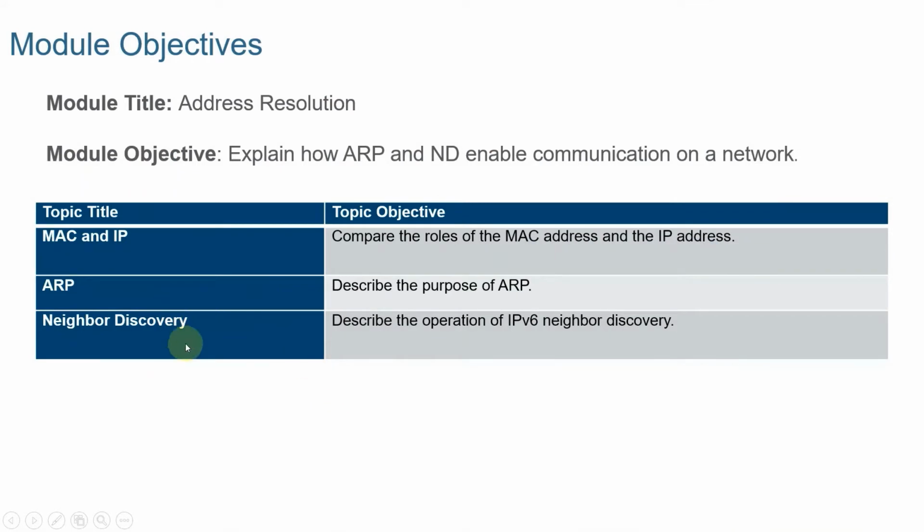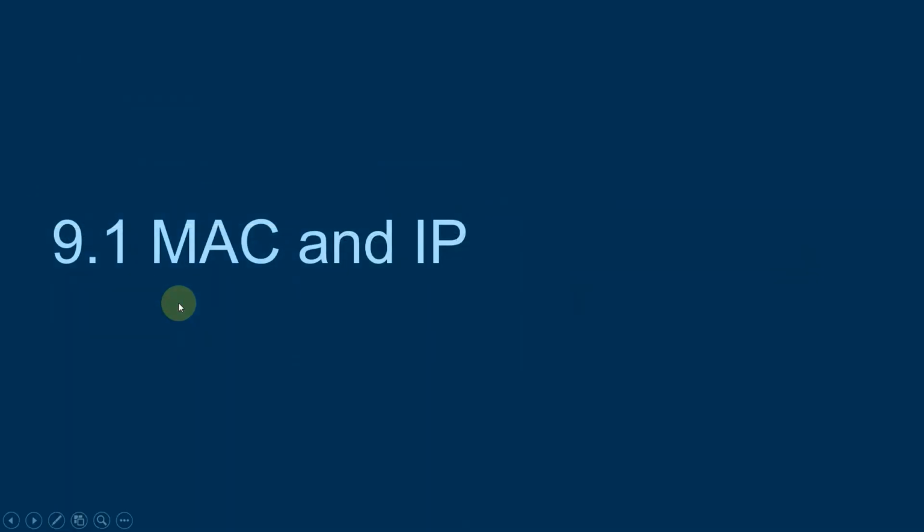So this video lecture is entitled Address Resolution. And at the end of this video lecture, you should be able to explain how ARP and ND enable communication on a network. This includes discussions on MAC and IP addresses, ARP, and neighbor discovery. MAC and IP addresses.